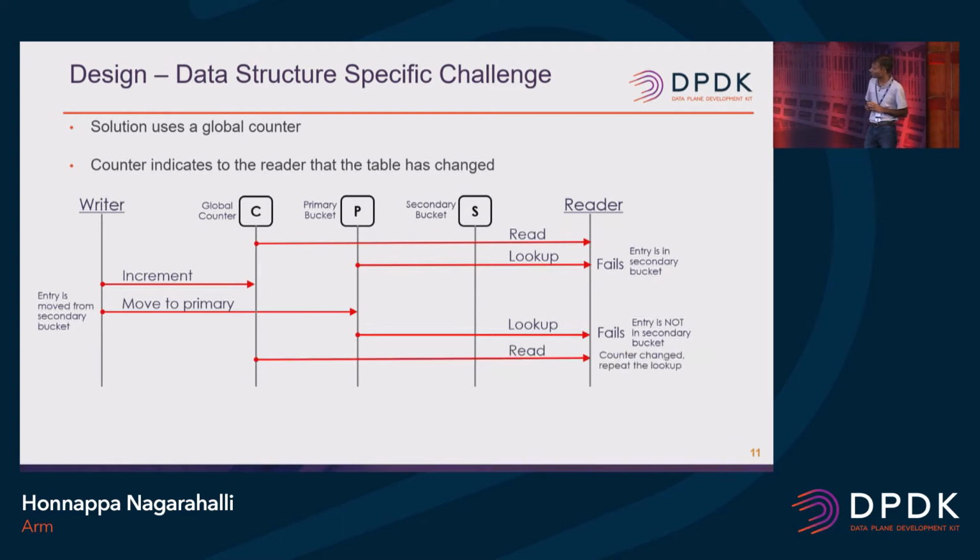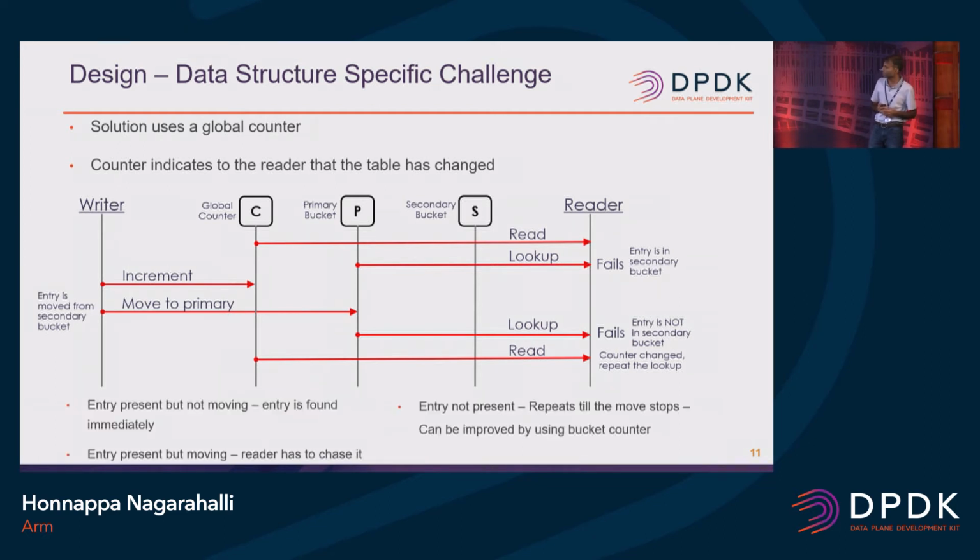But at this point, the reader also reads the global counter. And if there is any change in the global counter, it indicates that, hey, the table got changed underneath. And now he's going to repeat that lookup again. He will go back to the primary, start looking up, and he finds the entry in the primary table. And he says that, OK, it's a success.